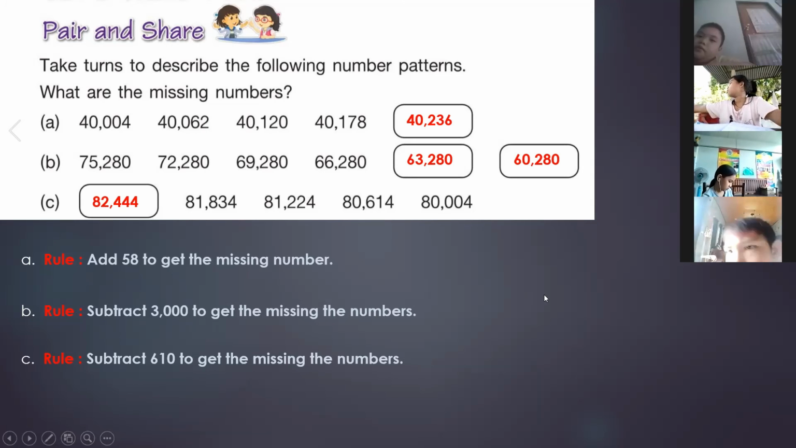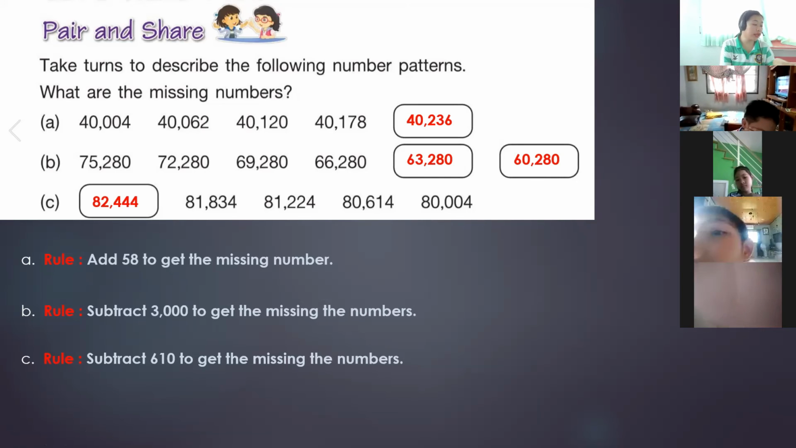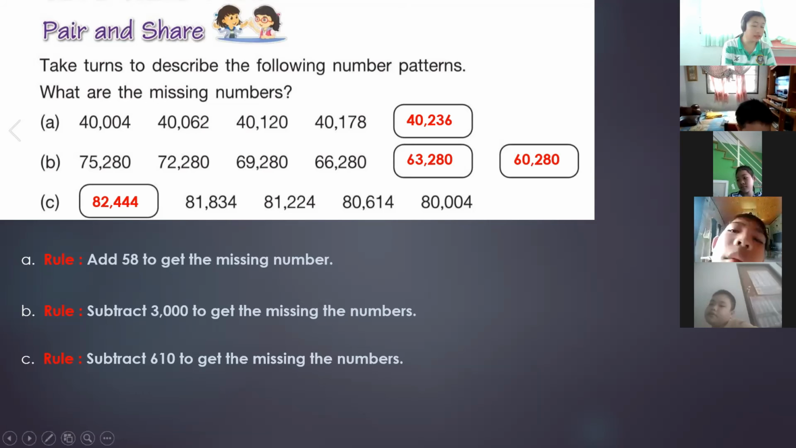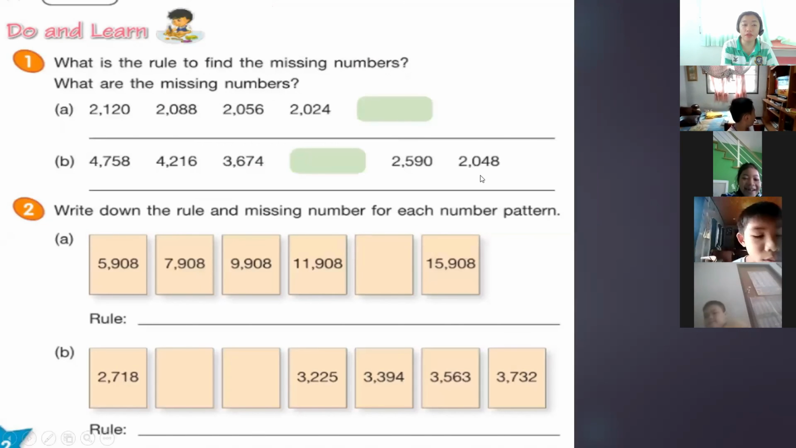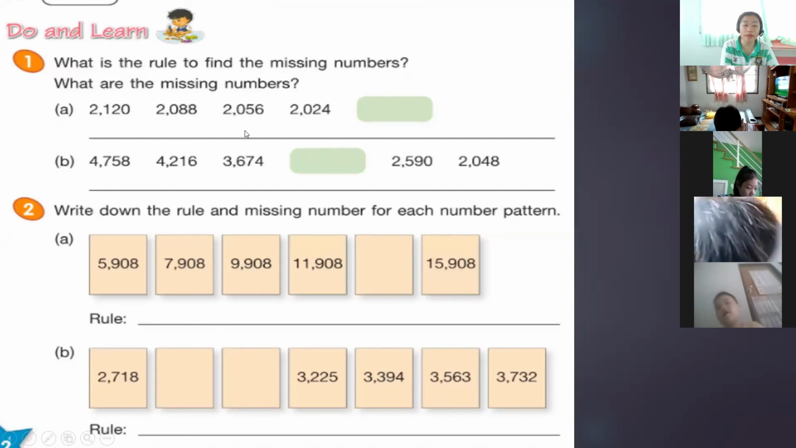Okay, so are you finished here? Yes. Okay, so let's proceed to the next activity, which is in Do and Learn on page 32 of your book. On page 32 of your book, we have this activity. On exercise number 1, we have the question: what is the rule to find the missing numbers? What are the missing numbers? So it is asking for the rule on how to find the missing numbers.